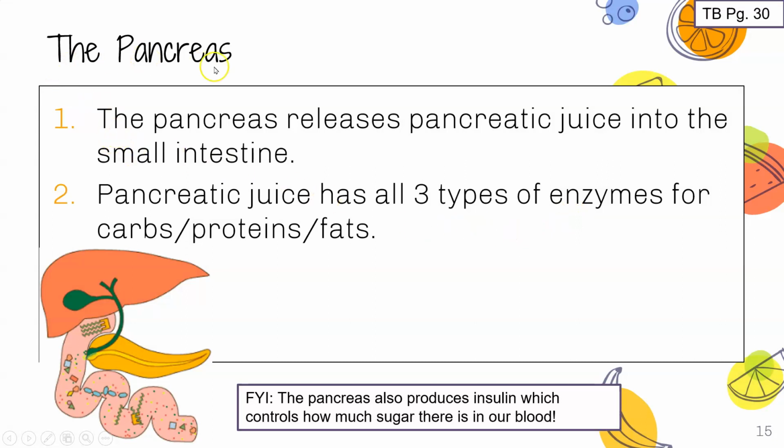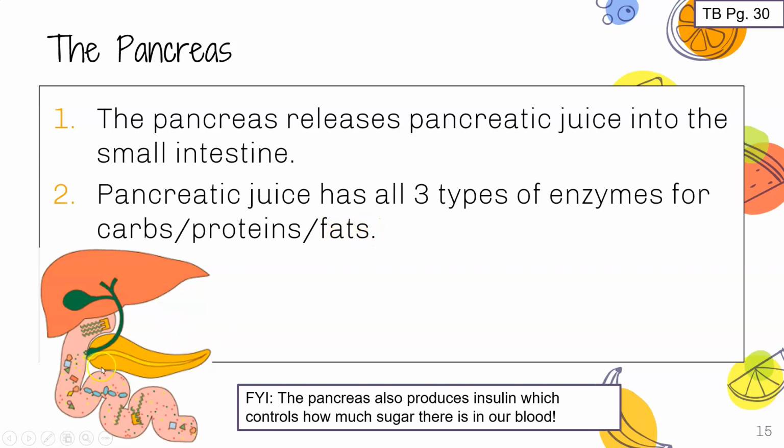Let's talk about the pancreas first. The pancreas releases pancreatic juice into the small intestine. So this pancreas here releases pancreatic juice into the small intestine. And what is inside the pancreatic juice? It contains all three types of enzymes: it can digest carbohydrates, it can digest proteins, and it can digest fats, also known as lipids.